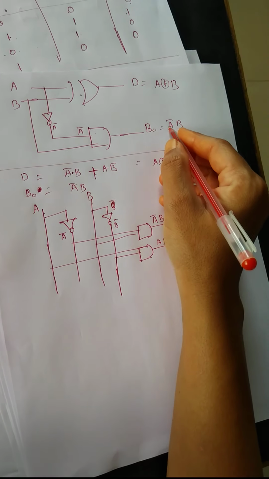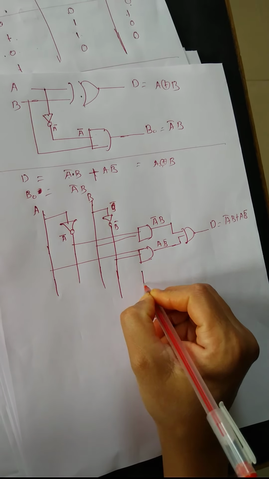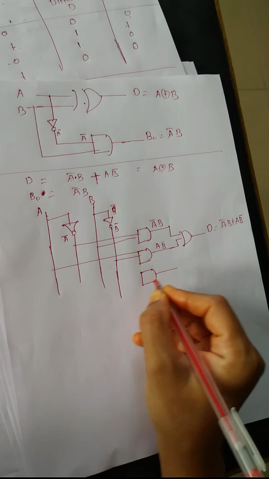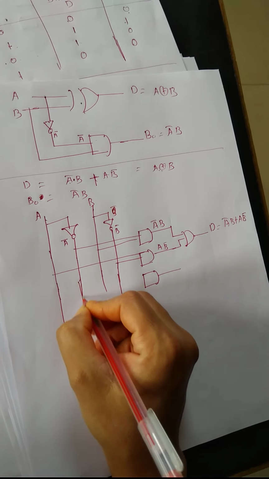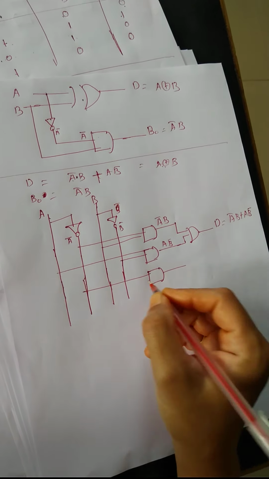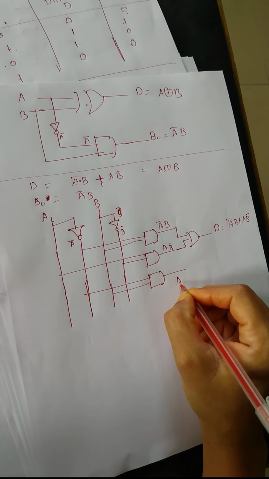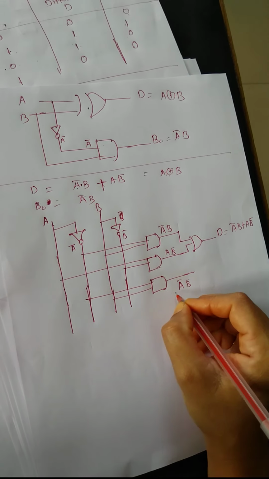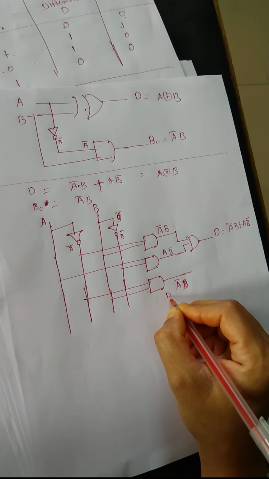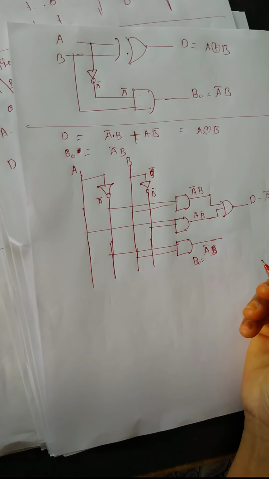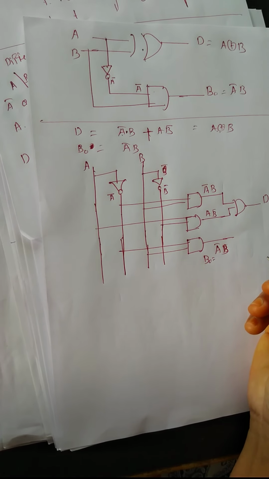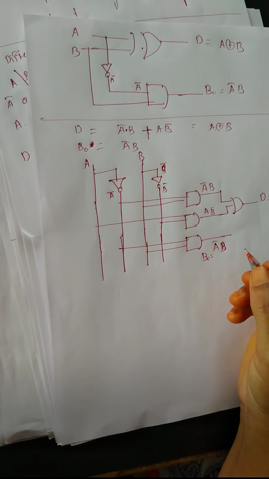And the borrow equation is A bar B. There is a product term, so an AND gate is required, and from input A bar here, and this is B, so the output is A bar B. This is the equation for borrow, that is B0. That diagram we implement using basic gates.